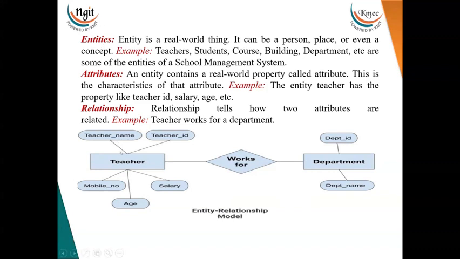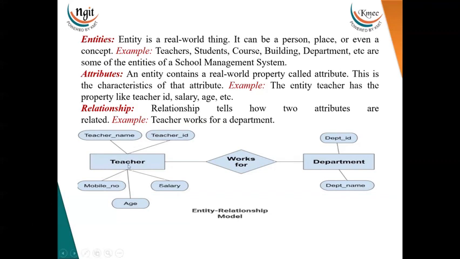What is an entity? An entity is nothing but a real world thing which represents a real world object. It could be a person, place, or any concept that you wanted to discuss. Here, as part of this example, we have defined two entities named teacher and department. Now let us go into detail about this entity. An entity is a real world object which defines various information about it.